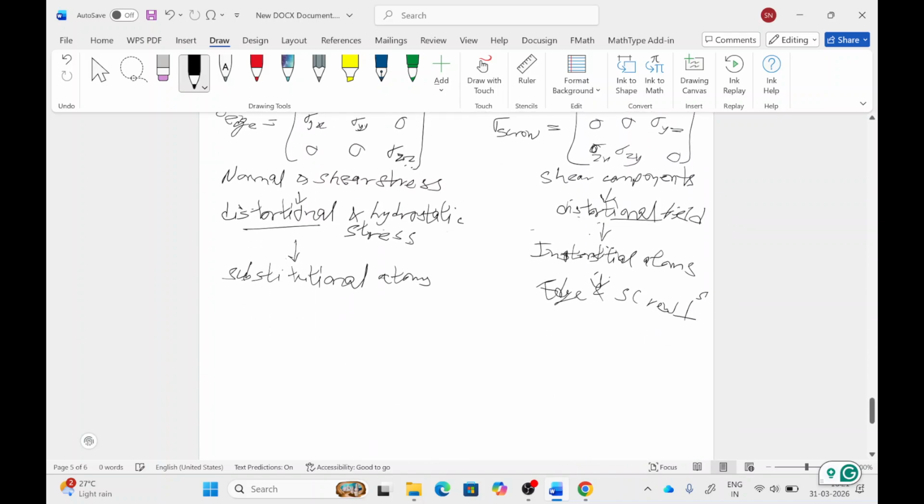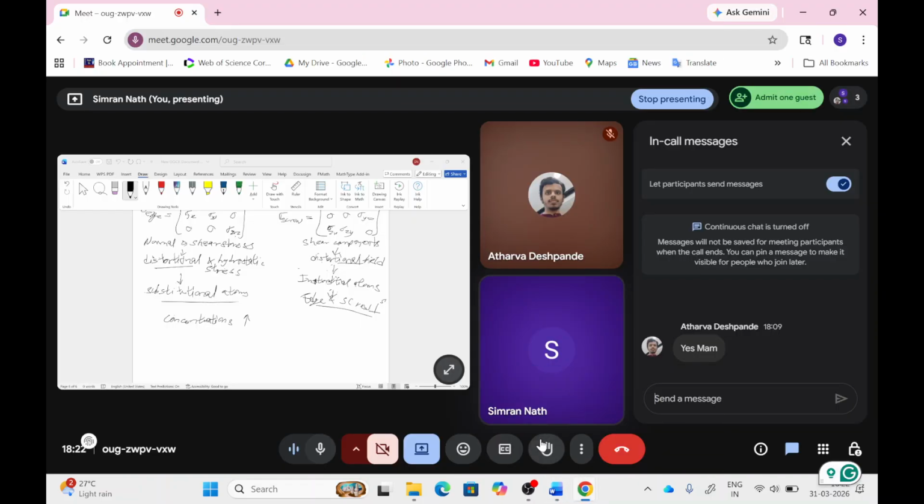So this is the substitutional and interstitial atom behavior with the dislocation. And if we talk about the concentration, it is easy to understand: if we increase the concentration, the level of strengthening also increases.